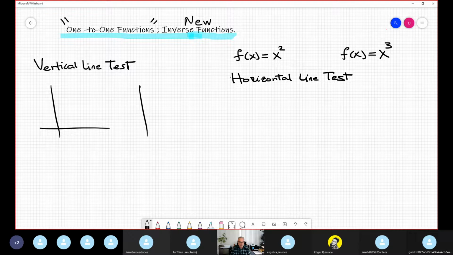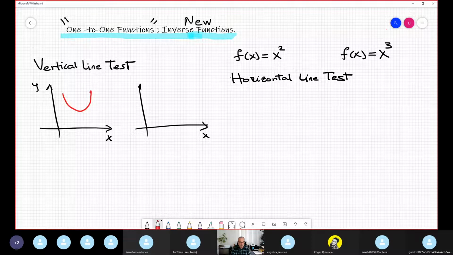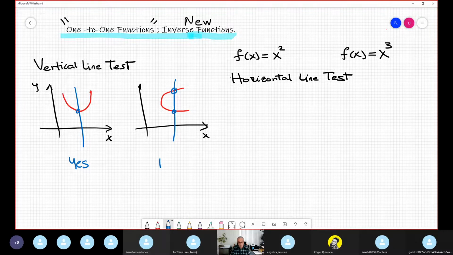We have two graphs. X, Y. Suppose that one graph looks like that. Another graph looks like that. You apply hypothetically the vertical line test. It's a vertical line, no? Does the vertical line cross in one point? Yes, it's a function. If the vertical line crosses in 2 points or more, then no function. This is a super easy shortcut to determine if the graph of this equation corresponds with a function.